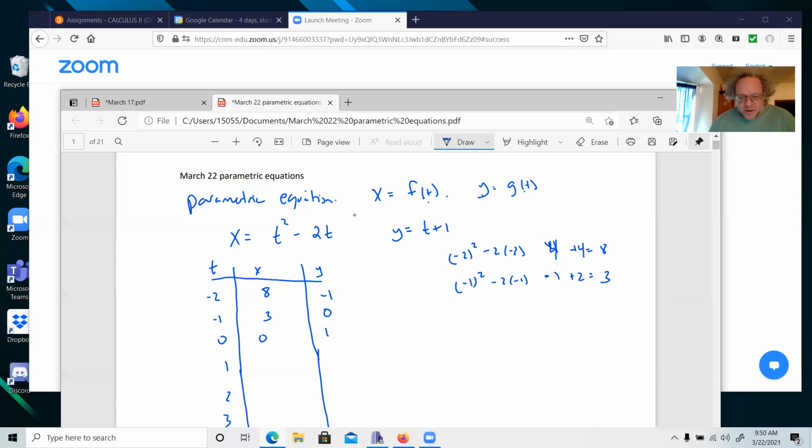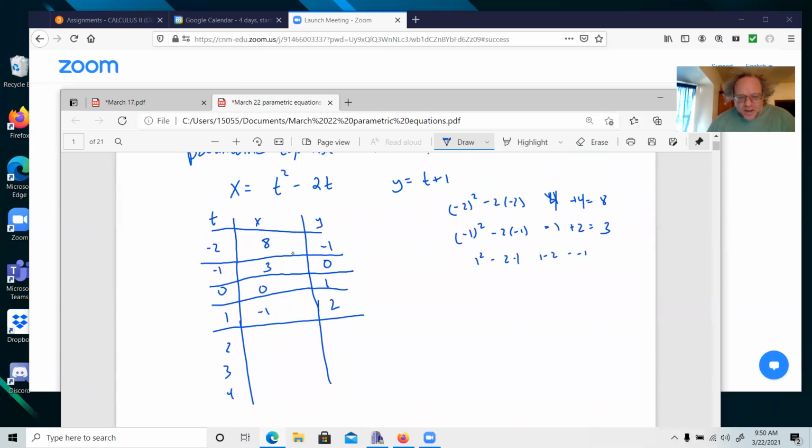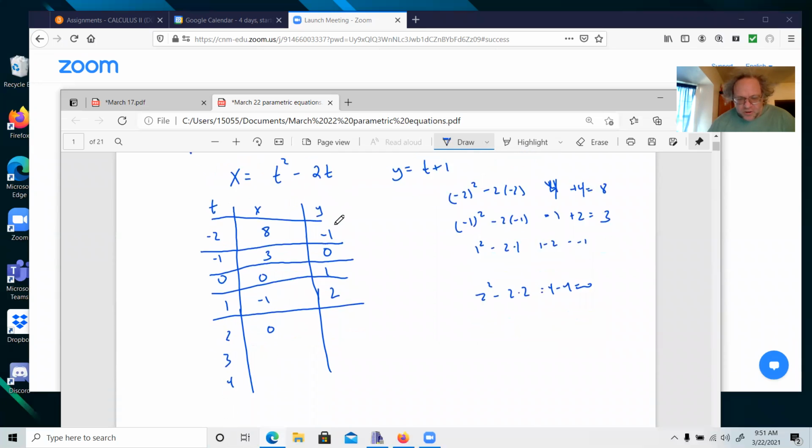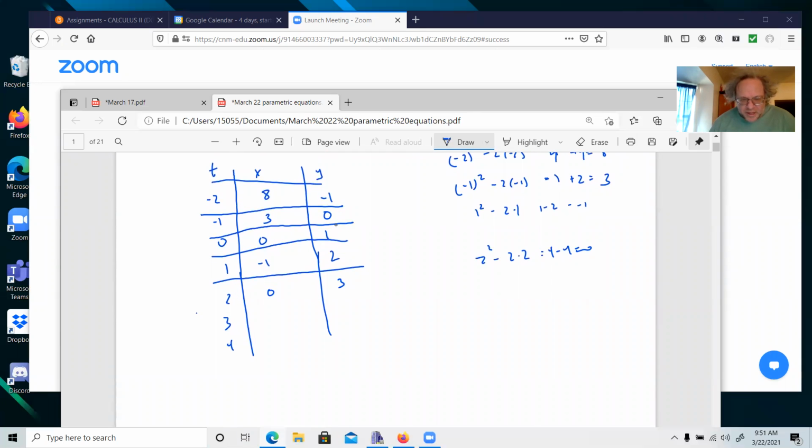We do a 1, we get 1 squared minus 2 times 1, so that's just going to be 1 minus 2, negative 1 here. And 1 plus 1 would be 2. Let's see, we have 2 squared minus 2 times 2, so it's going to be 4 minus 4. We get 0 again. And then 2 plus 1, t is 2, y is 2 plus 1, so 3.